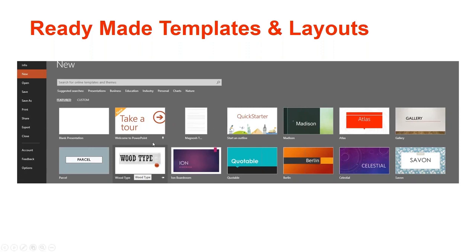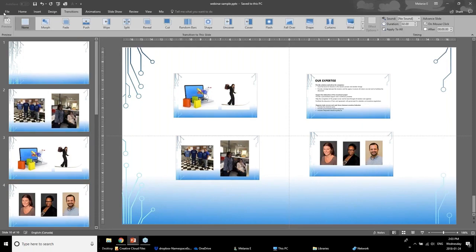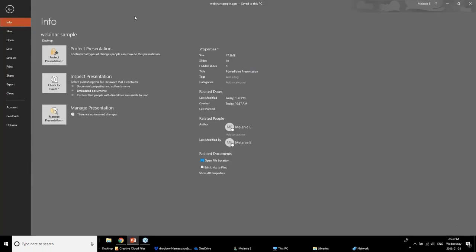So in 2016, there's what's called the backstage part of PowerPoint, or of all Microsoft Office products, where if you're going to create a new PowerPoint, you have all these ready-made templates and layouts. I'll just jump into PowerPoint right now, and I have a little sample going at the same time. If I go along the top to File, you'll see this is what's considered the backstage part now.